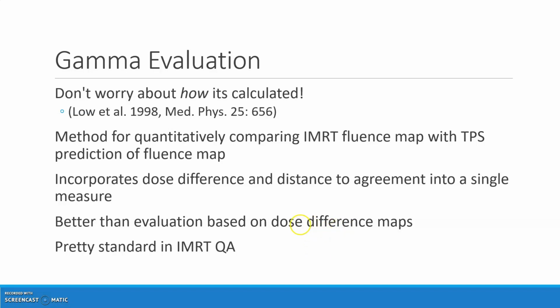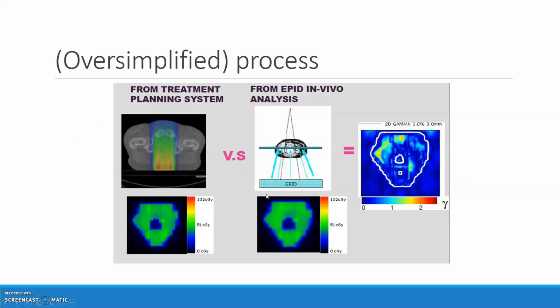Now it's one number that you get for any point, and it incorporates two things: a difference in dose and a distance to agreement into one single measure. If you want to know a little more about that, go to this paper from 1998. If we go back to the previous slide, this is our gamma evaluation, and what we're using here is 3% and 3 millimeters. Anywhere where it's greater than 1 is considered to be a more significant discrepancy. That's based on this threshold of 3% and 3 millimeters.